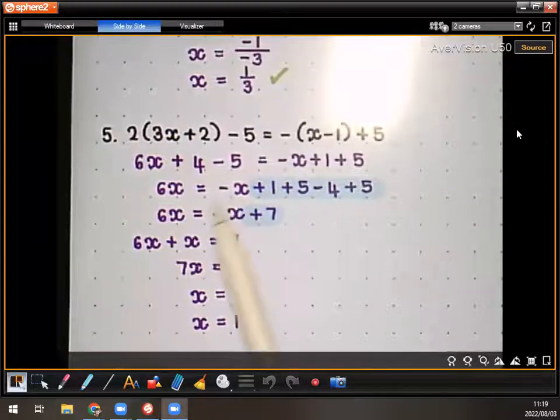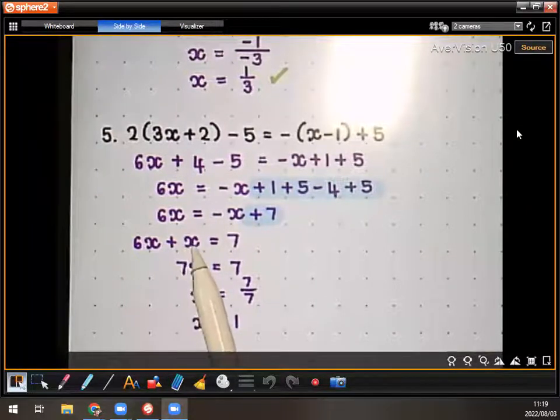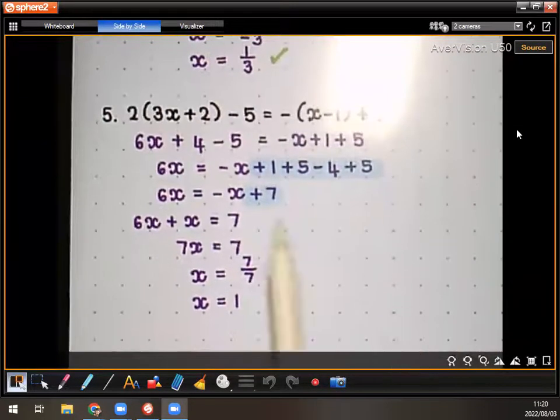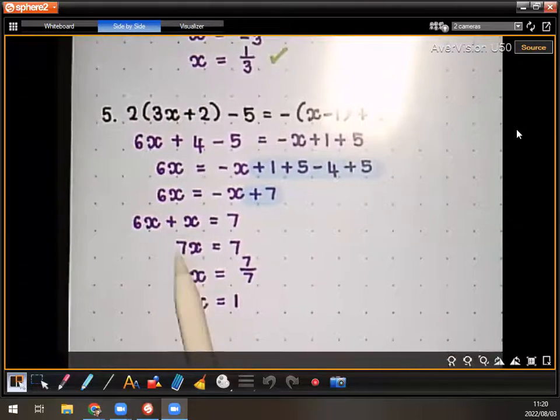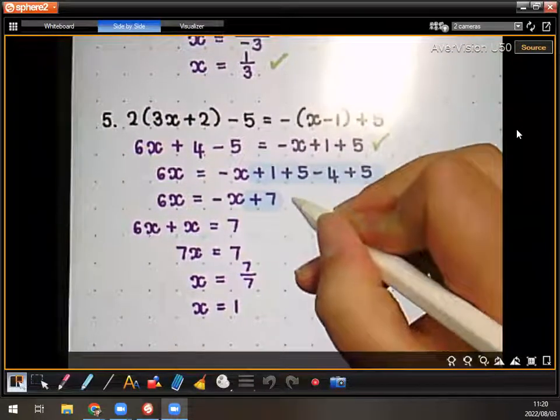All right, what about this negative x? I'm subtracting x here. What's the opposite of subtracting x? Adding x. 6x plus x is 7x. And now you need to divide by the number in front of x, 7. So that gives you an answer of 1. Okay, worksheet. How many marks? A mark for multiplying out. A mark for that.